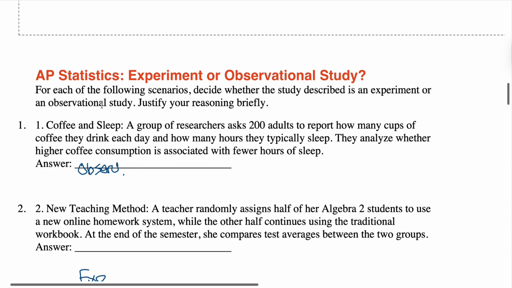First, coffee and sleep. A group of researchers asks 200 adults to report how many cups of coffee they drink each day and how many hours they typically sleep. They analyze whether higher coffee consumption is associated with fewer hours of sleep. So this will be an observational study, right? We're not doing any treatment groups, and we're not implementing any treatments to the population. We're just observing our results.